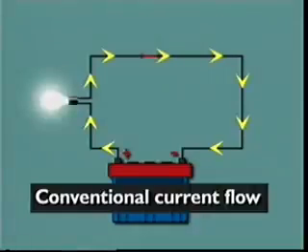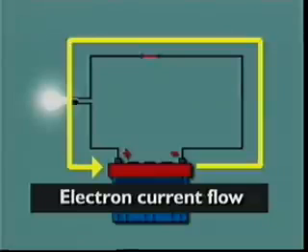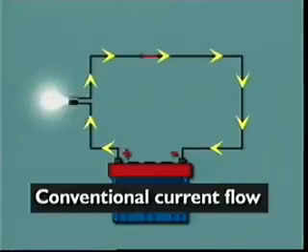Current set to flow from positive to negative is called conventional current. Current set to flow from negative to positive is called electron current. All electrical circuits in this training material will assume a conventional direction of current flow.